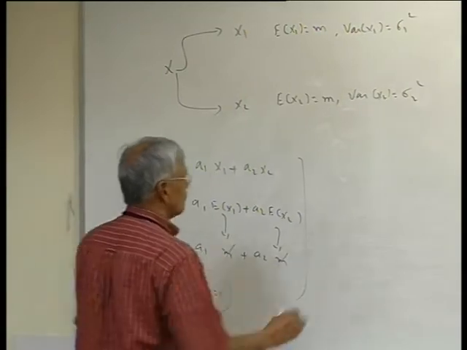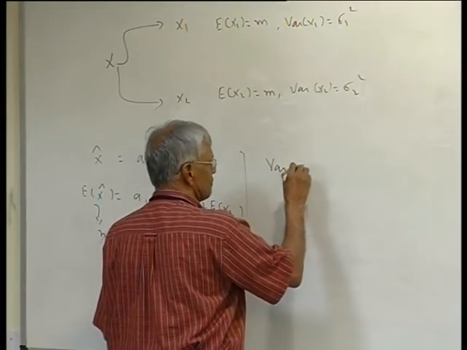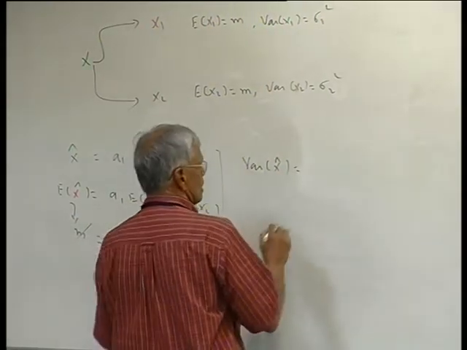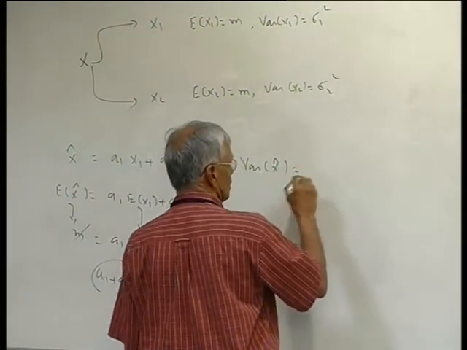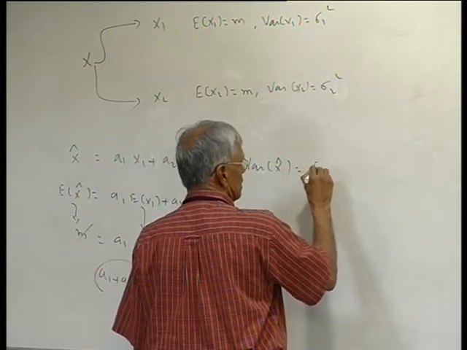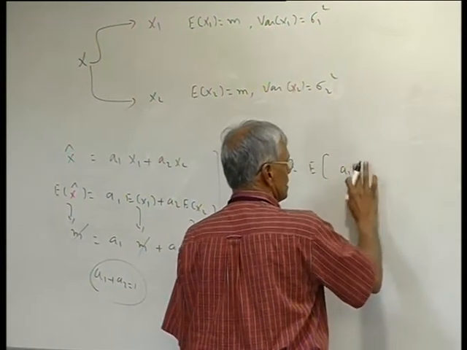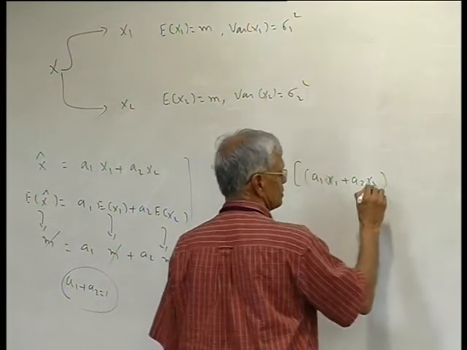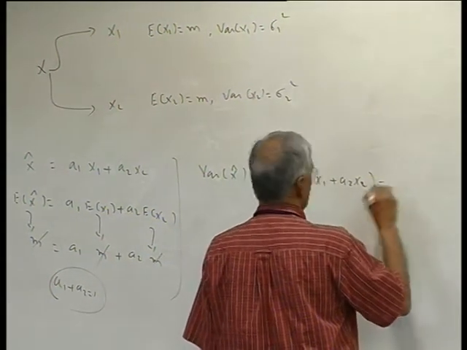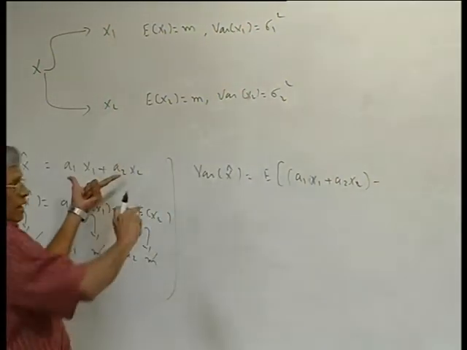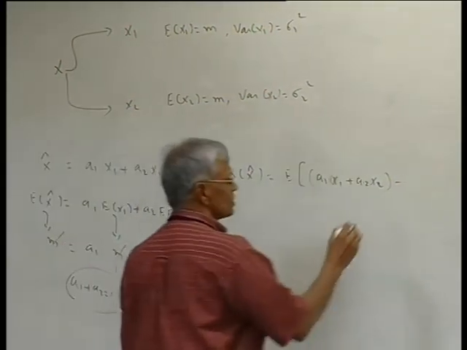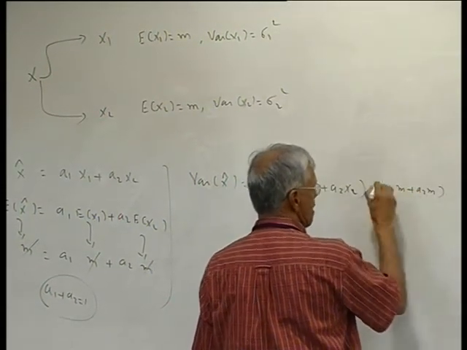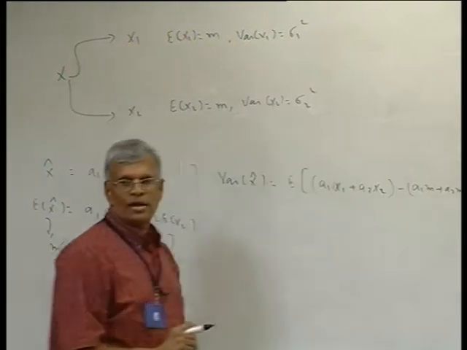So let's keep this condition. Let us compute the variance of x hat. The variance of x hat is equal to E of (A1 x1 plus A2 x2 minus, I have to subtract the expected value of this, which is equal to A1 m plus A2 m) whole square. You all know that, right? It comes from the basic formula for that.